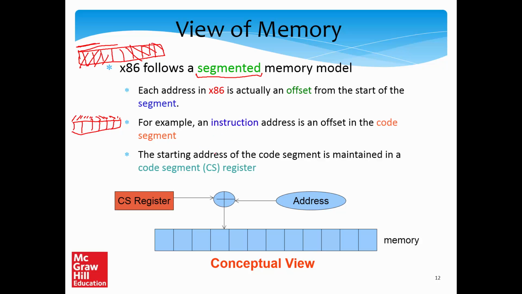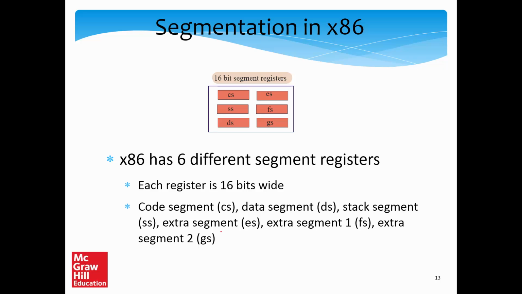So the way that this works is like this. Let's consider the code segment which contains the instructions. The starting address of the code segment is contained in the code segment register. So maybe let's say the code segment register points over here in memory. When we have an address, every address is specified as an offset from its corresponding segment register. So in this case, we take the value of the segment register, we take the value of the address and we add them, and then the result points to the memory address in which we'll find the data.